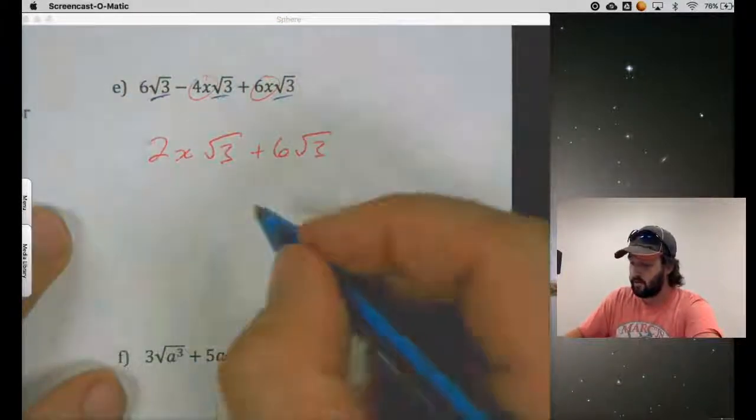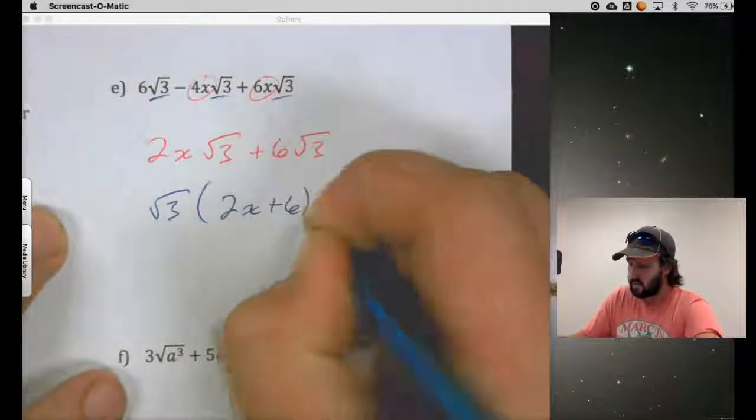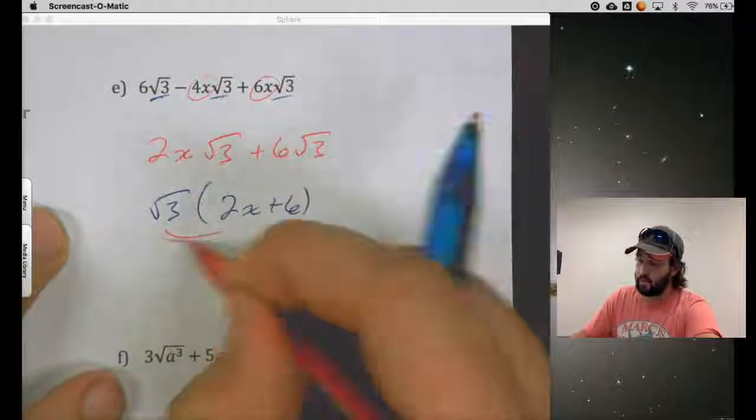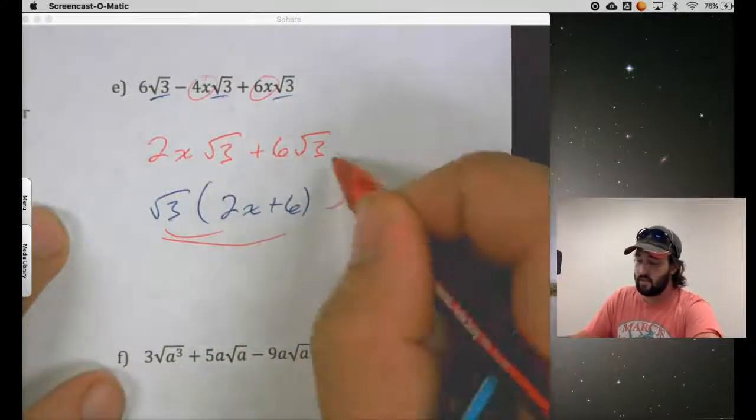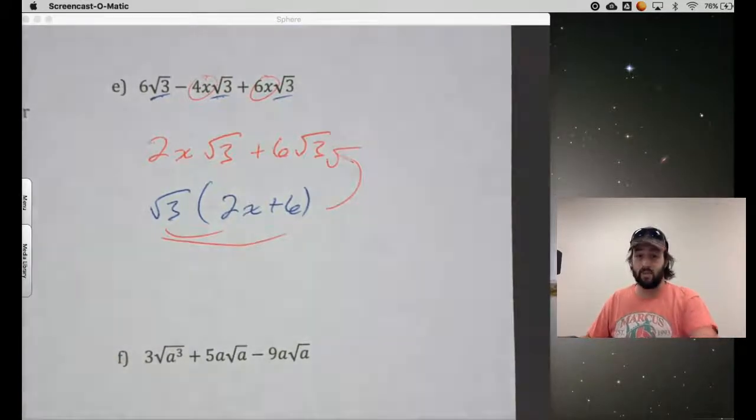You guys could also see this: they could factor out the root 3 such that this becomes 2x plus 6. So that root 3 would multiply to both of those and give us the same thing that we had all throughout there. You could see it either way. Both mean the same thing.